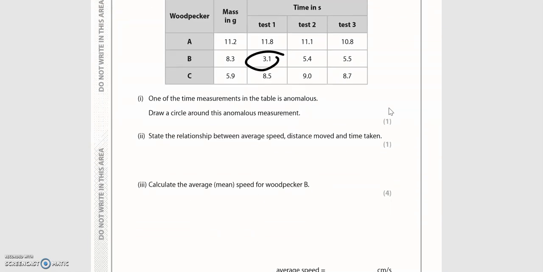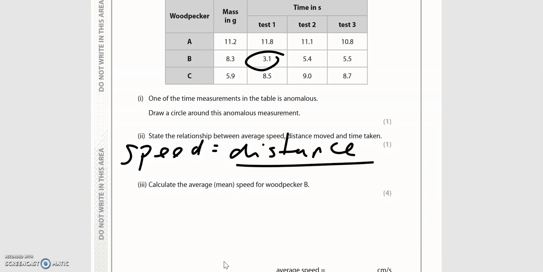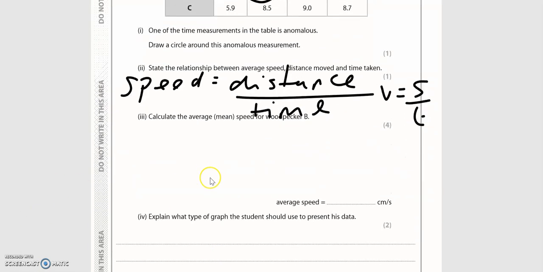State the relationship between average speed, distance moved and time taken. Average speed, you don't need to write the average, but speed equals distance divided by time. If you are going to use symbols, be very careful, because for this equation they're a little bit strange. So speed is v, distance is s, and time is t. So with any question like this where it asks you to write down an equation, we recommend that you use words. So then it wants you to calculate the average or mean speed for woodpecker B.